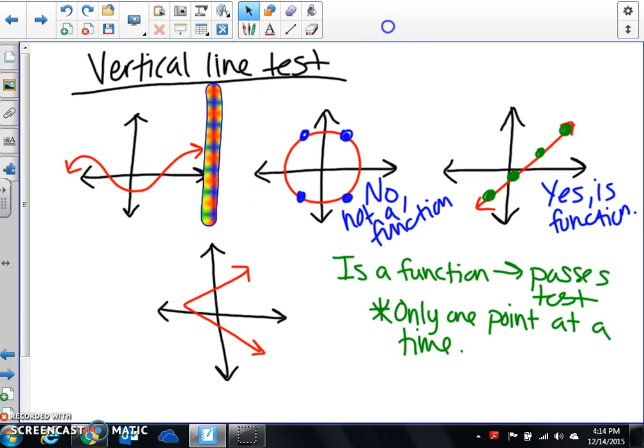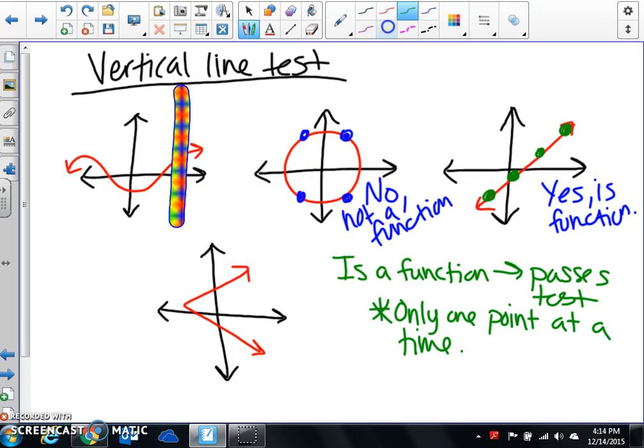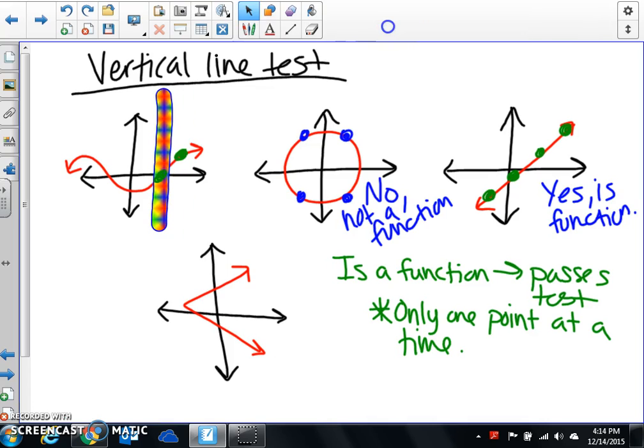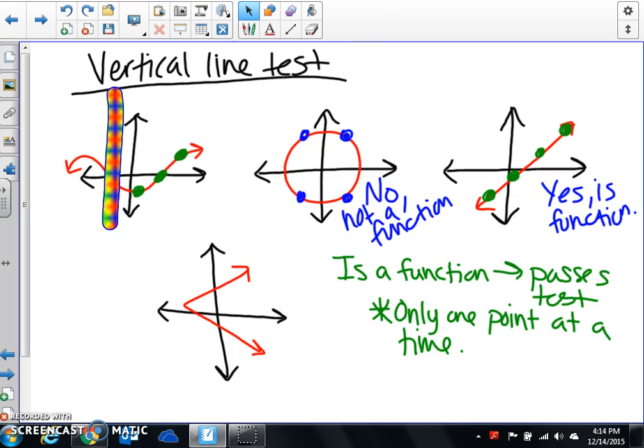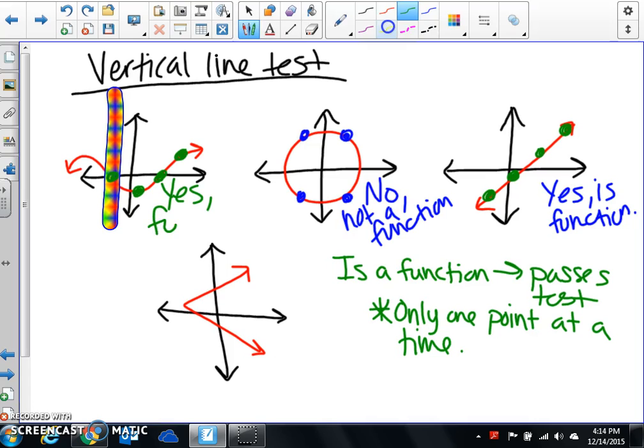Let's go over to this one. It hits only right here. Move it. Here, it hits right here. Here, it hits right there. There, it only hits there, and so on. So once again, every single time I was doing this, it only hit in one place at a time. So yes, it is a function.